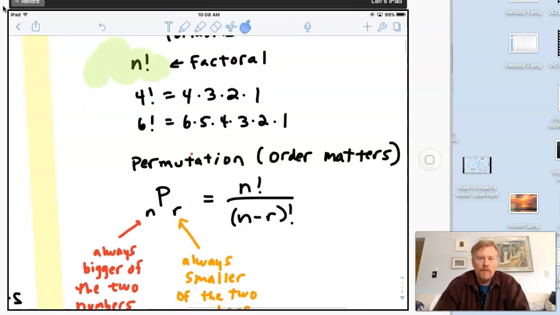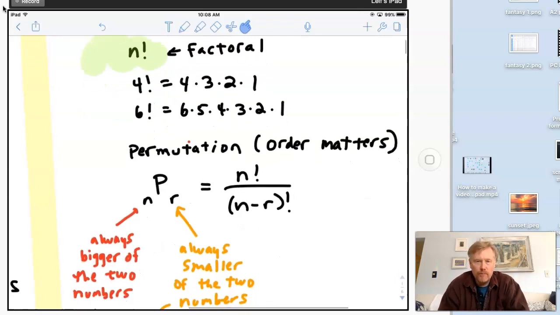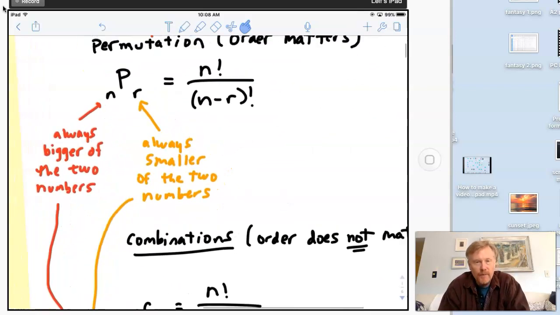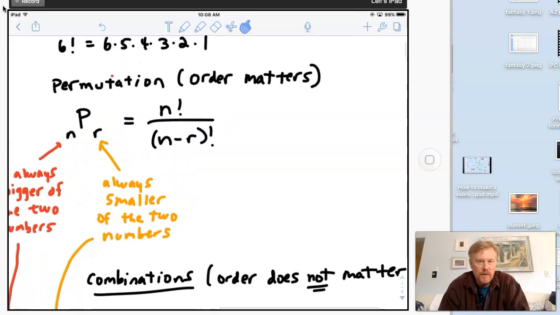Permutations. This is the formula for permutations, and the big thing that's important about permutations is that order matters. There's a formula down here for combinations, which we'll get to in a second also, and that's where order doesn't matter. Those are the two big things that you want to keep in mind. You want to remember permutations is where order matters, and combinations is where order doesn't matter.